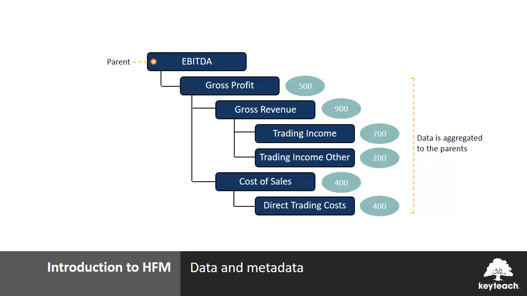However, cost of sales is flagged as an expense. It has an attribute of an expense, so that will decrease as it rolls up into the gross profit. So what we'll see later on is when we set up our chart of accounts, we can specify the attributes of the accounts, and that will determine how they aggregate. Does the value increase or does it decrease based on the attribute or based on the sign convention that you use when you enter the data?